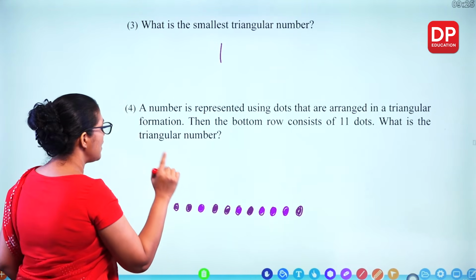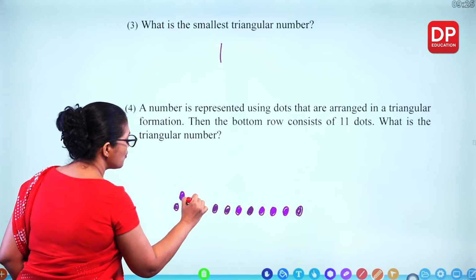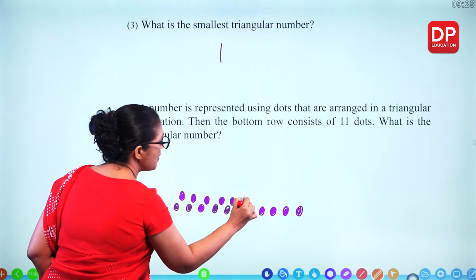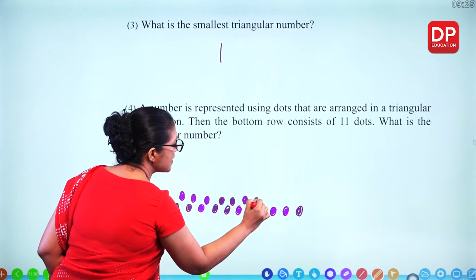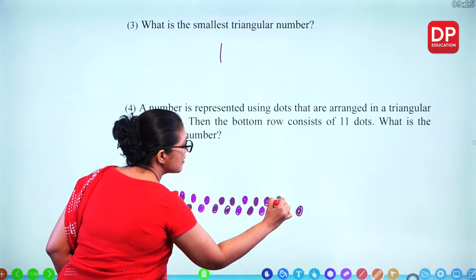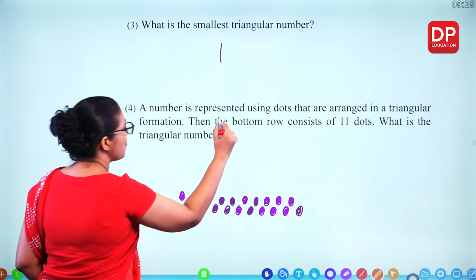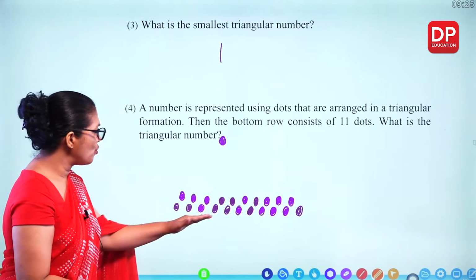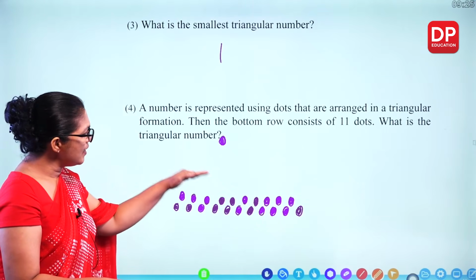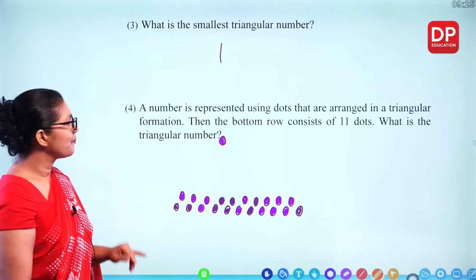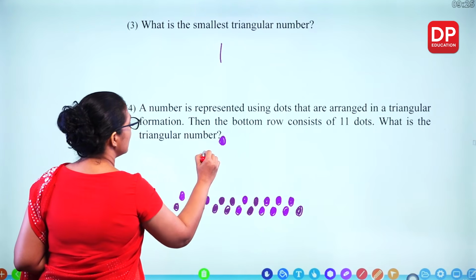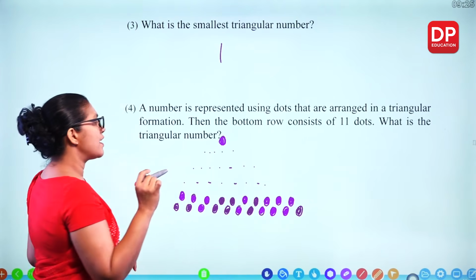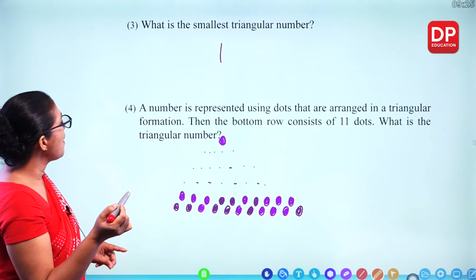What is the triangular number? So how many rows you can get? Then the next one becomes 1 less than that, 10. So do you know that? So the upper one is 1. 1, 2 up to 11. 11 rows are there. So here you can fill this, but you don't need to draw it to identify the triangular number.